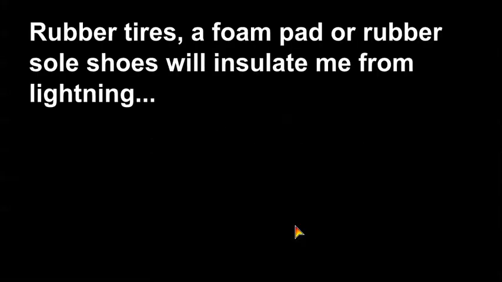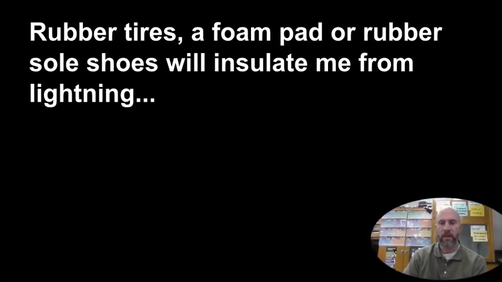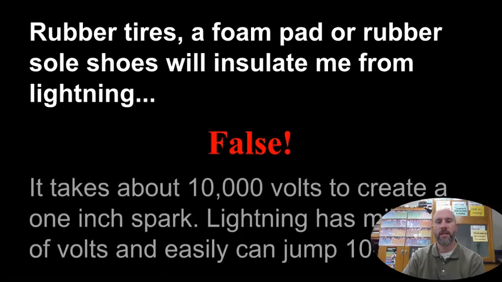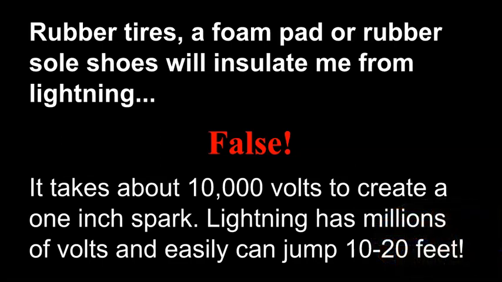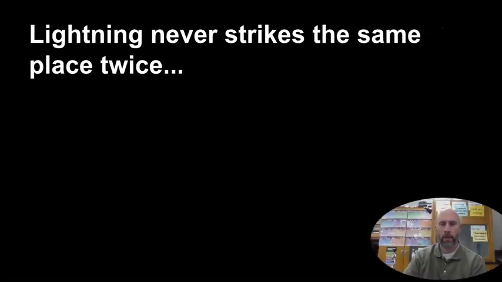Some myths and facts. Let's look through these. First, rubber tires, foam pad, or rubber-soled shoes will insulate me from lightning. Okay, so this is something some people think. If you wear some rubber boots, you're going to be safe from everything. That is false. It takes about 10,000 volts to create a 1-inch spark, and lightning's got millions of volts, right? So it's going to have no problem jumping a great distance. So that's not going to help you out at all. All right, lightning never strikes the same place twice.